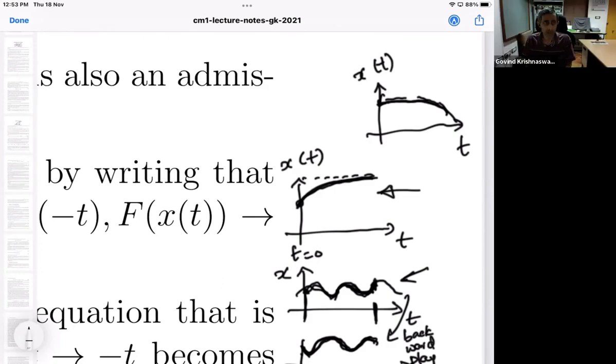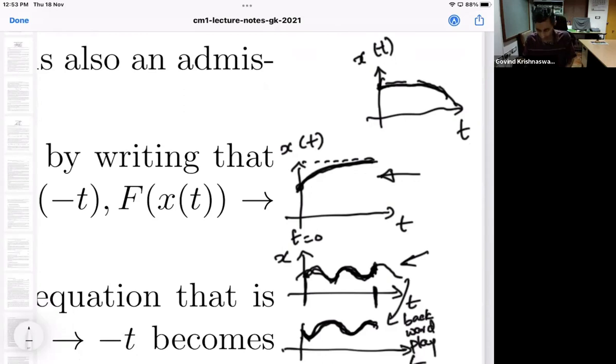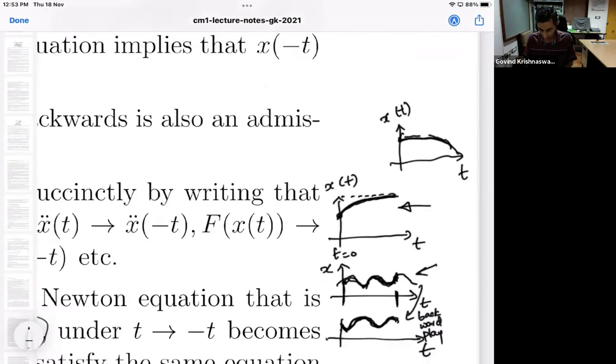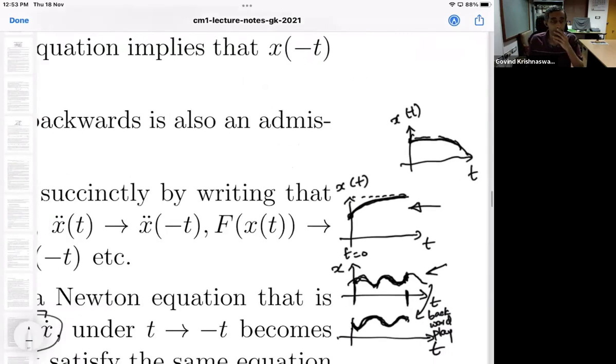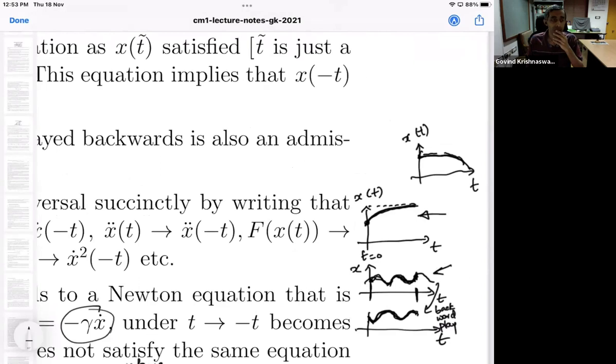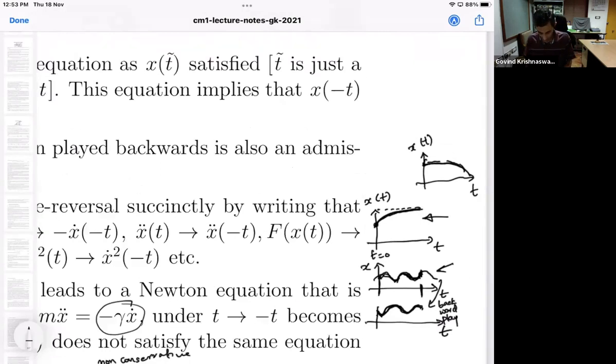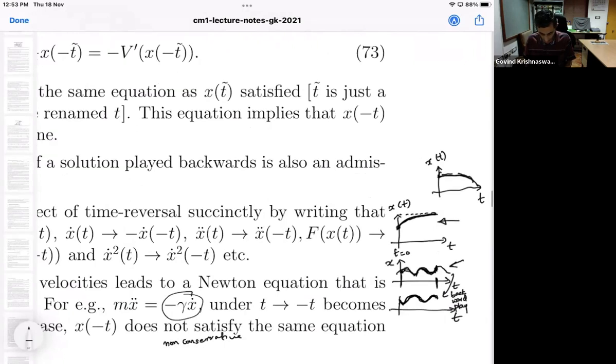Okay, so I think that was a good question, and I hope it was useful to others as well. Any other question about this? So that is our brief discussion about time reversal. You are welcome to ask any question if you want at this stage.